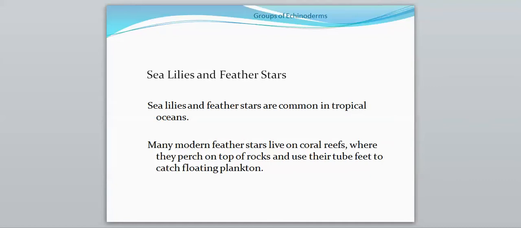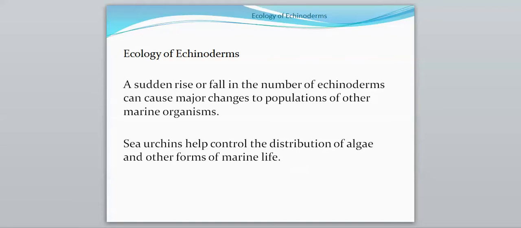So to finish up this chapter, we're going to look at how these echinoderms relate to everyone around them, so the ecology of the echinoderms. They're important because a sudden rise or fall in the number of echinoderms can cause major changes to populations of other marine organisms. And one example that they give is that sea urchins help control the distribution of algae and other forms of marine life.